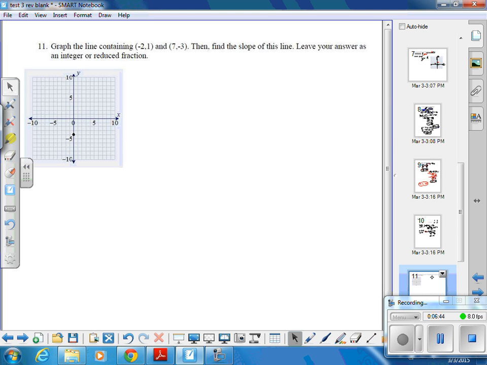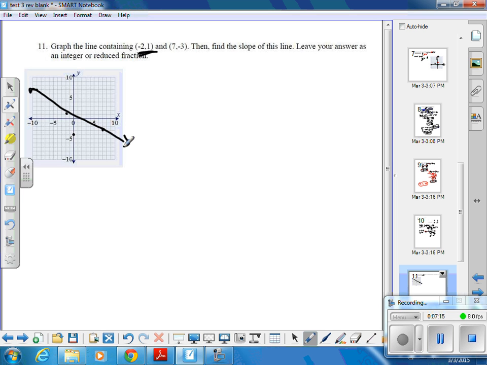Now this next one says, graph the line containing these 2 points. Find slope. So we do not have to use the slope formula to do this, okay? If I want to go ahead and graph these, negative 2, 1 is right here, okay? 7, negative 3 is over here, about right there. Draw my line as best as I can. Sorry about this dot on the negative 4, that wasn't meant to be there. But this is my line.